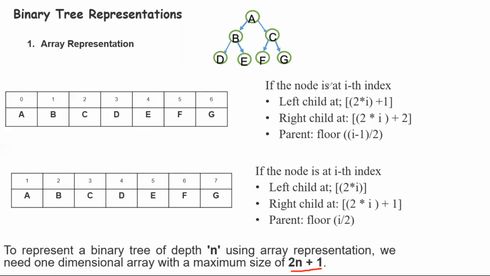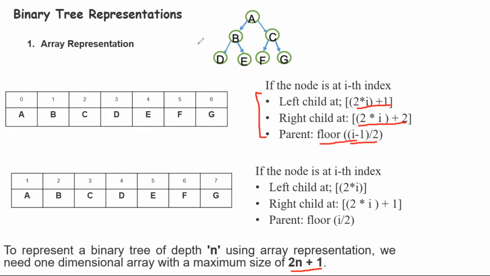Do you see? We have to follow the formula. Left child is at position 2i+1, right child at position 2i+2, and parent at floor of (i-1)/2.